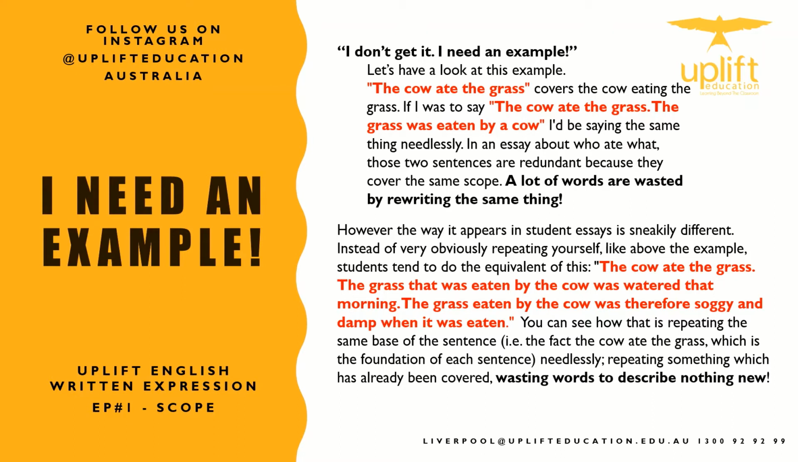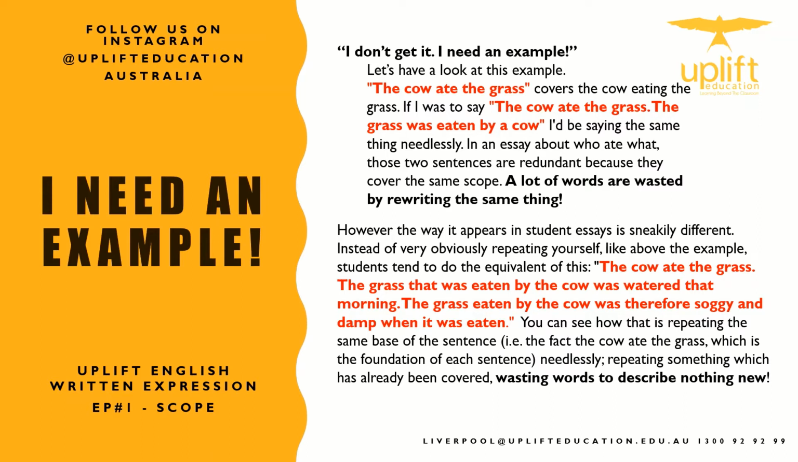So what we'll find, instead of obviously repeating yourself like the above example, is that students tend to do the equivalent of something like this. The cow ate the grass. The grass that was eaten by the cow was watered that morning. The grass eaten by the cow was therefore soggy and damp when it was eaten.